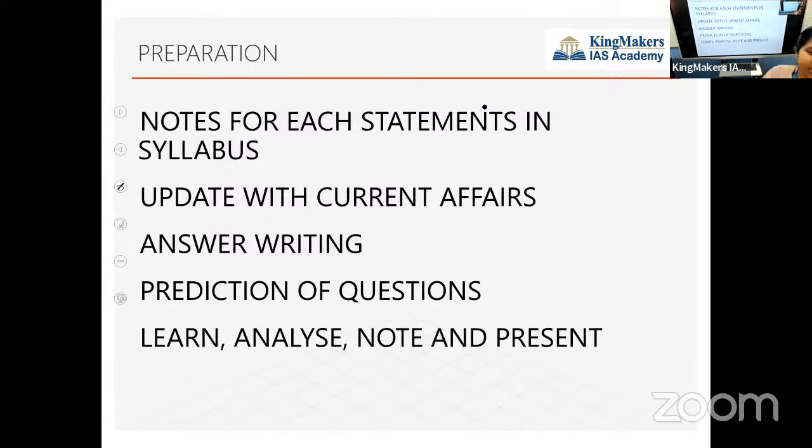Let's say for example, last year AUKUS was asked. This year NATO can be asked. What else can be asked? BIMSTEC can be asked. What else? Now we have predicted 3-4 ourselves. Okay, even Attorney General can be asked. So this kind of prediction is not impossible, you can do it.